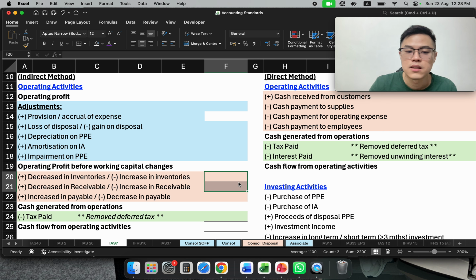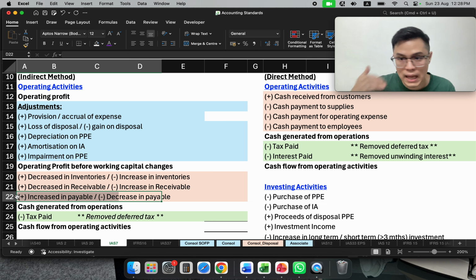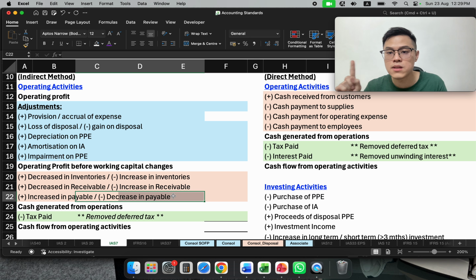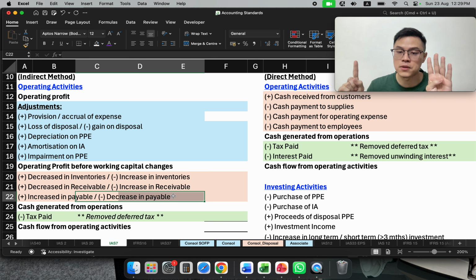But bear in mind, liability will be the other way around. Liability means we owe people money. So if let's say our payable reduces, what does it mean? Last year I owe other people 1,000. This year I owe other people 4,000.